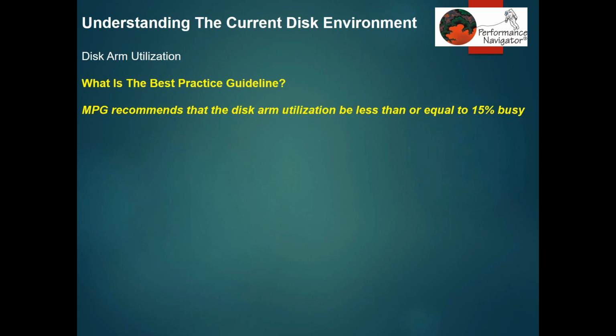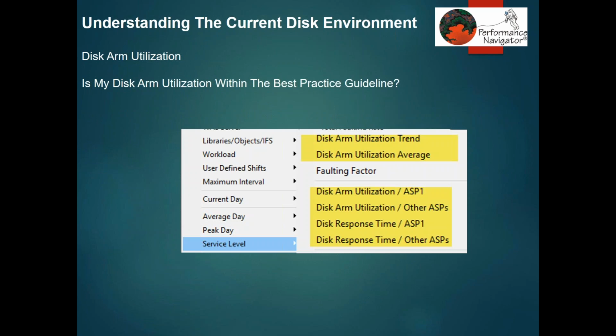Okay. So one of the things that you can do is, I love the service level graphs when I want to just get a picture of what's going on with my disk environment. So you can do arm utilization and disk response time, and you can do ASP1 or other ASPs. We don't keep individual ASPs recorded historically in the historical file, but we do lump them together. So to me, it's better than nothing. And the feedback I've gotten from the field is that's been fine for the most part.